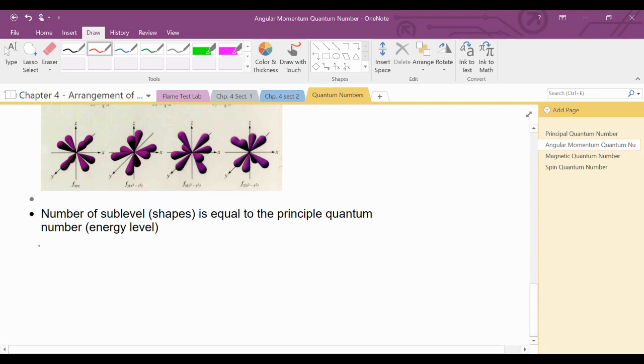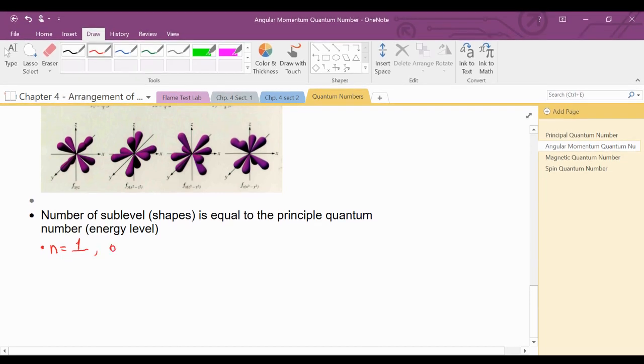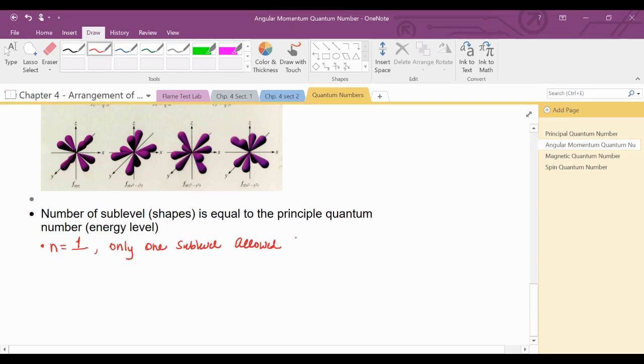So what this means for us, for example, is if n is equal to 1, only one sublevel would be allowed. When we name sublevels, we do so using the energy level. So we were in energy level 1 because that's what n means. And we go in terms of energy. S has the lowest. So there would be a 1s. That would be the one sublevel that's allowed.